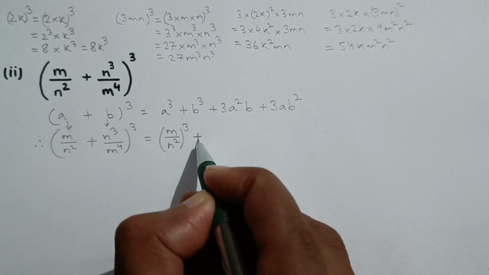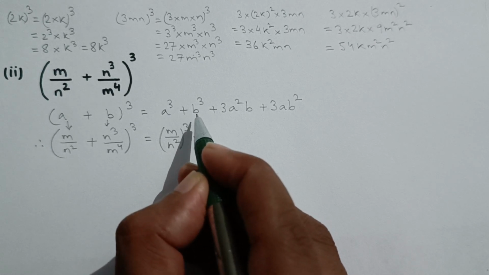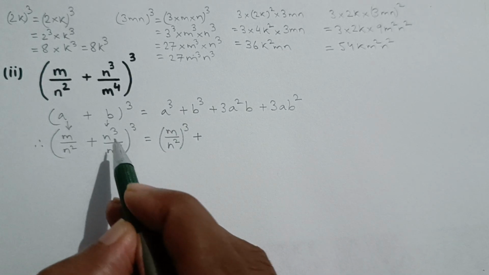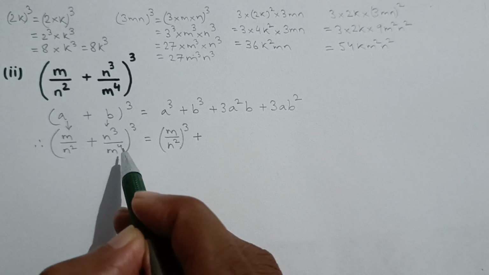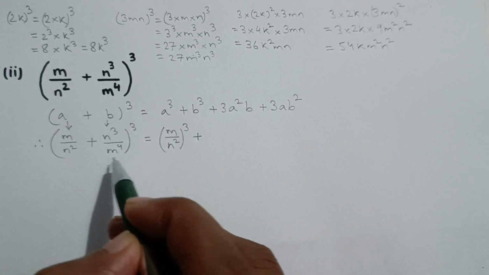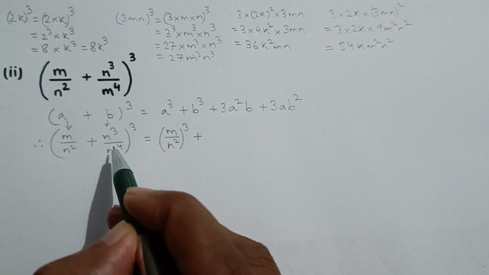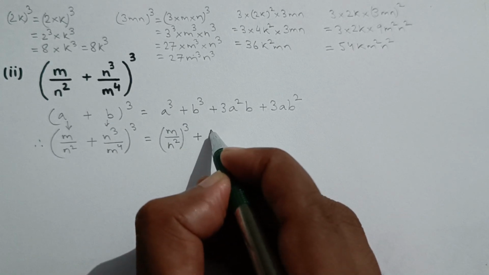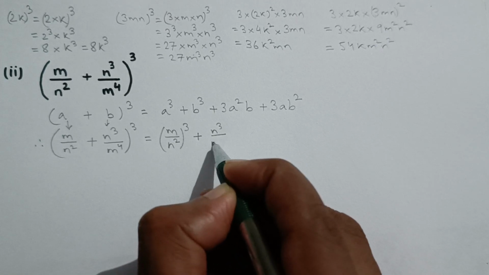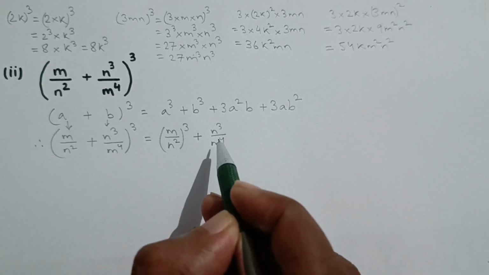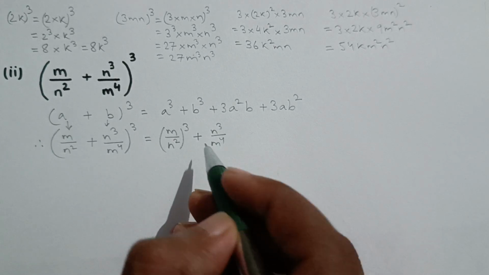Plus b cube. Now I know that b corresponds to n cube upon m to the power 4. So instead of b, I will write n cube upon m to the power 4. Now b is getting cubed, so this expression will also get cubed.